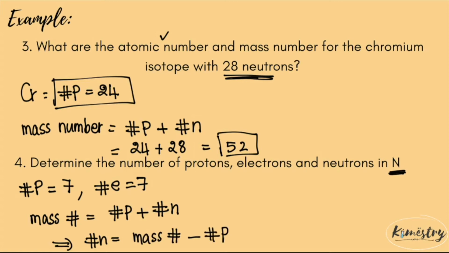But they did not give us the mass number. However, we can find it on the periodic table because mass number is going to be equal to atomic mass. So for nitrogen, the atomic mass is equal to 14.01. So you can round it down to just 14. So the mass number is 14, which means the number of neutrons is 14 minus 7 equals 7.